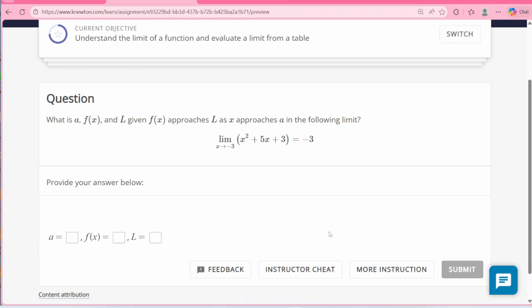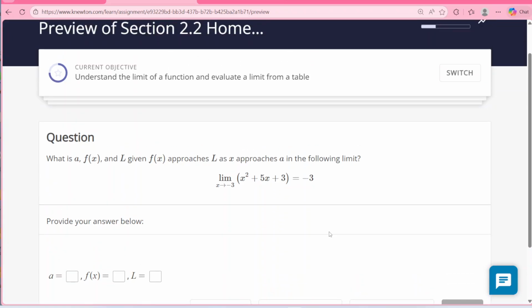All right, so this one, once again, they're just trying to get you used to the notation and identify the missing pieces of the notation. The a here, what x is approaching, is -3. The function we're taking the limit of is x squared plus 5x plus 3. So that's what I'm entering here. Then the limit L is what this is equal to. What's the y value that's being approached, which is also -3 here.